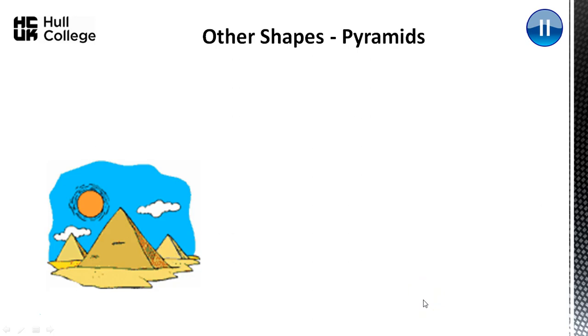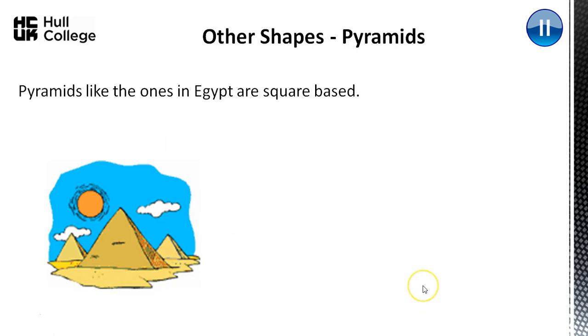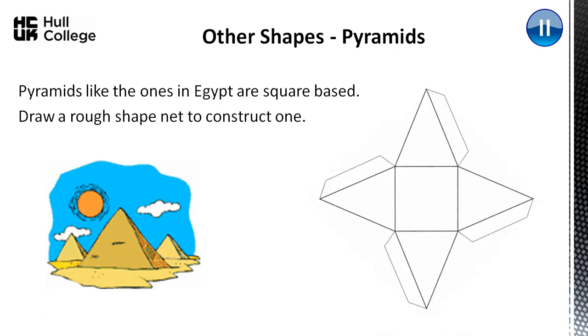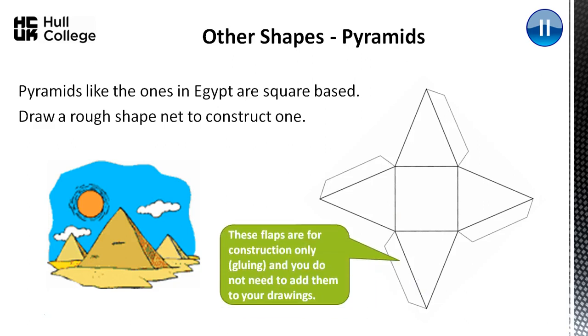Now let's look at other shapes. Pyramids. Pyramids like the ones in Egypt are square-based. Draw a rough shape net to construct one. Pause the video while you do this. It should look something like this. These flaps are for construction only. That's when you glue them together, and you do not need to add them to your drawings.